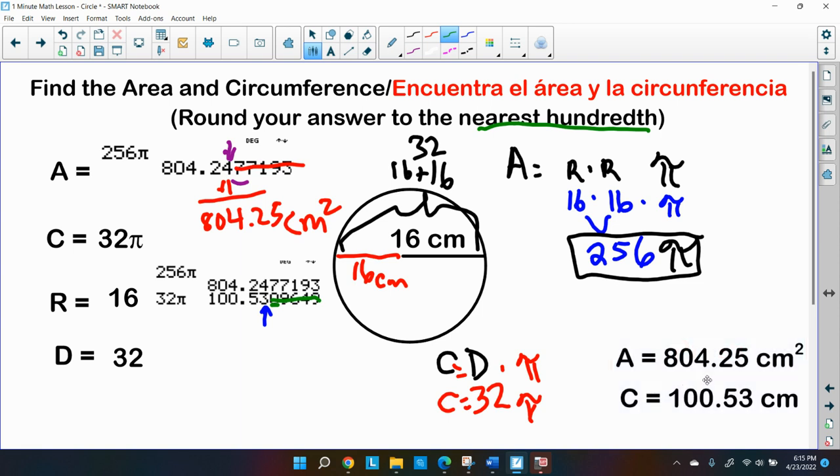So 100.53 centimeters and 804.25 square centimeters. So that was a good question.